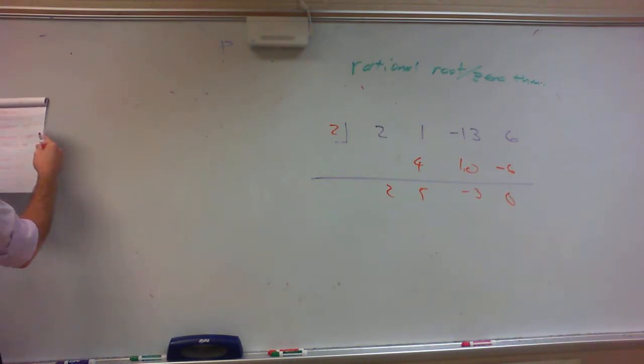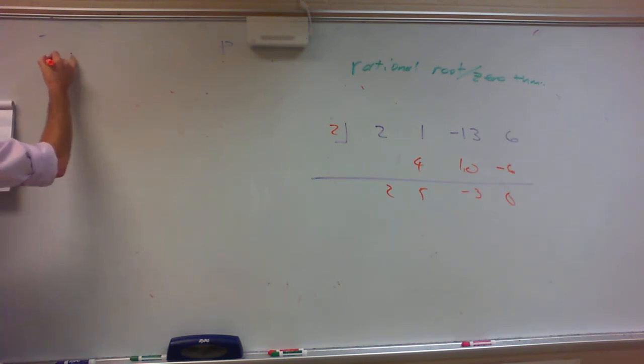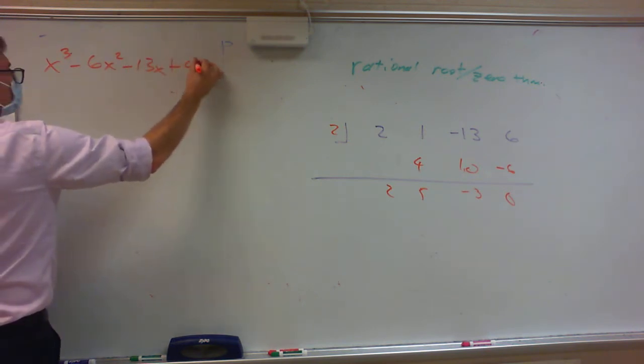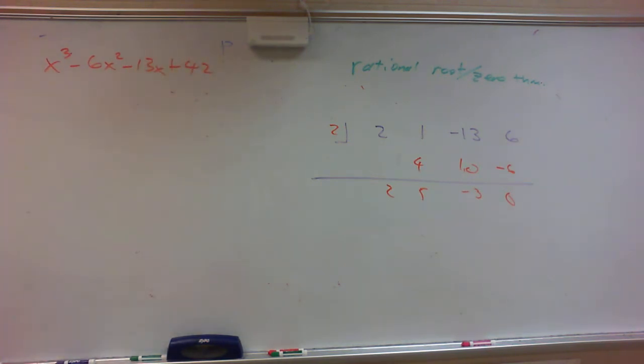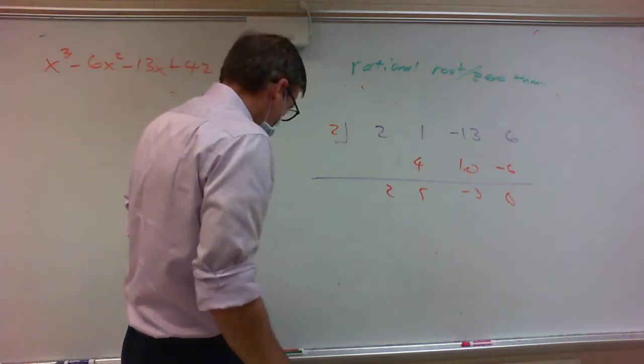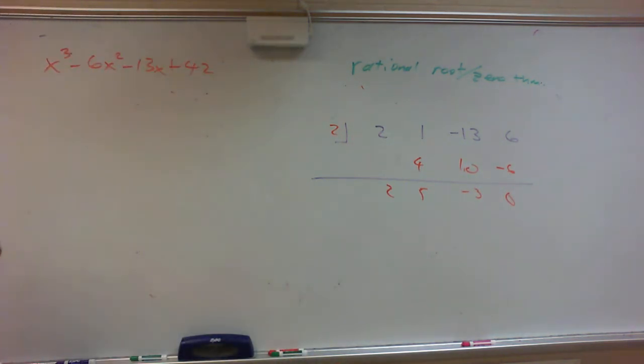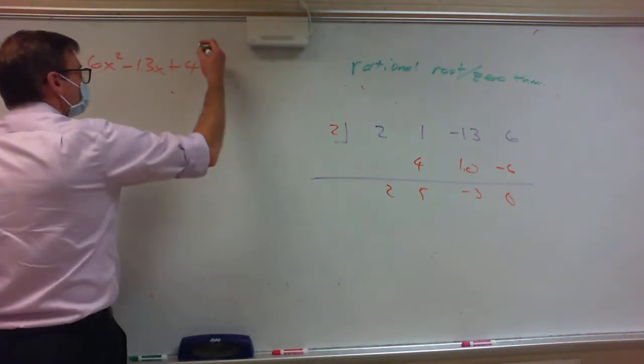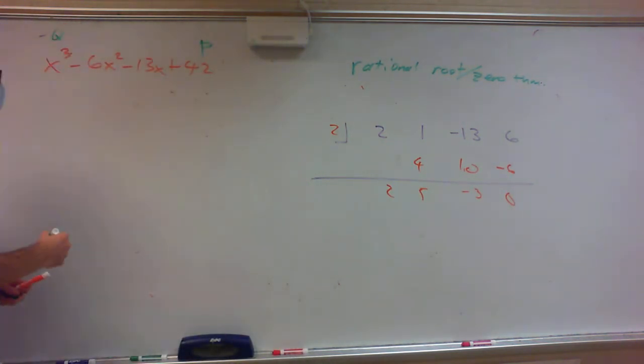Right, so I wanted to do, let's start off with x cubed minus 6x squared minus 13x plus 42. And while it doesn't help, I still want to make sure we practice. I want to write down my possible rational roots. And so my possible rational roots, here's my p, here's my q.